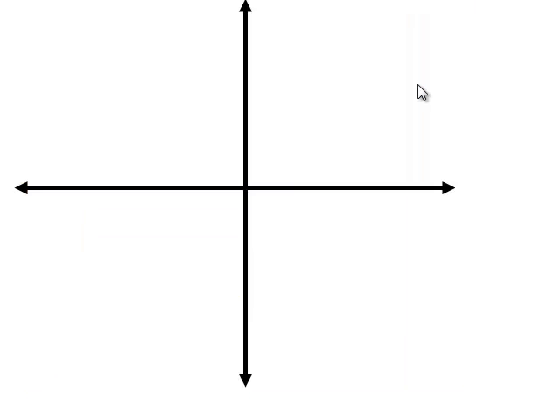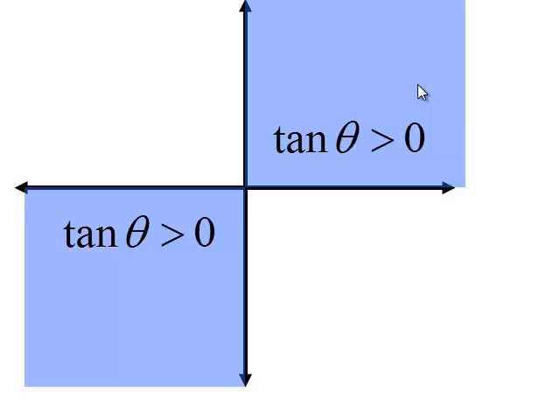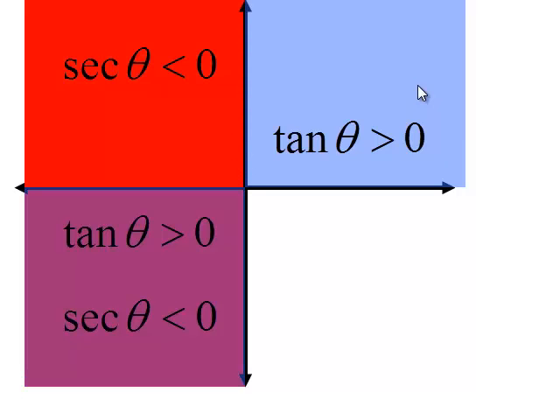State the quadrant in which theta lies. Tangent of theta is positive and secant of theta is negative. So tangent is positive in quadrants 1 and 3, and secant, which is the reciprocal of cosine, is negative in quadrants 2 and 3. So we're talking about quadrant 3.